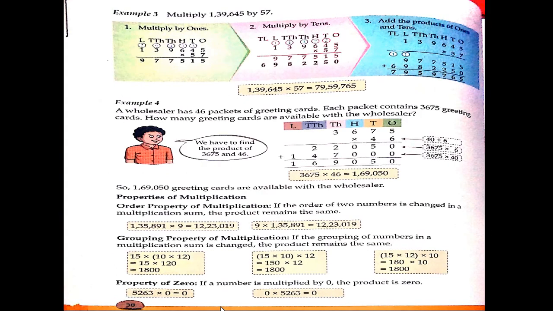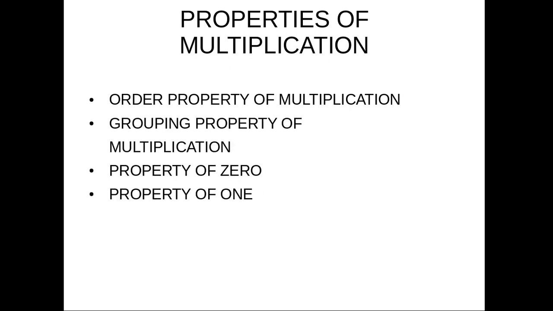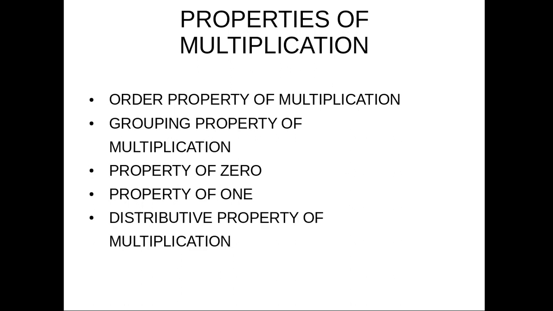Now see, same thing here, properties of multiplication: order property of multiplication, grouping property of multiplication, properties of 0, property of 1, and distributive property of multiplication. This we are going to learn here. Now see order property of multiplication.